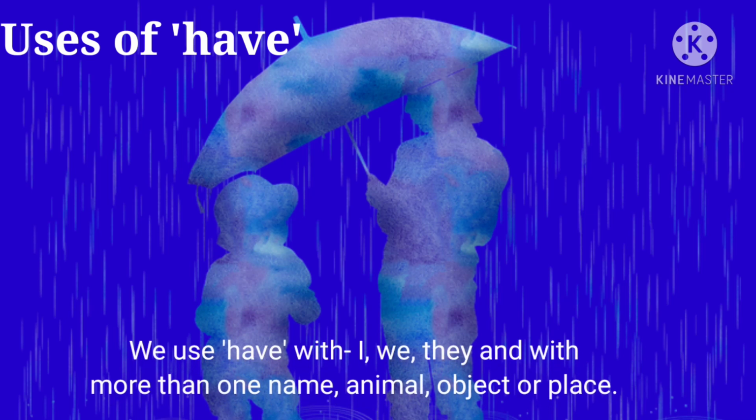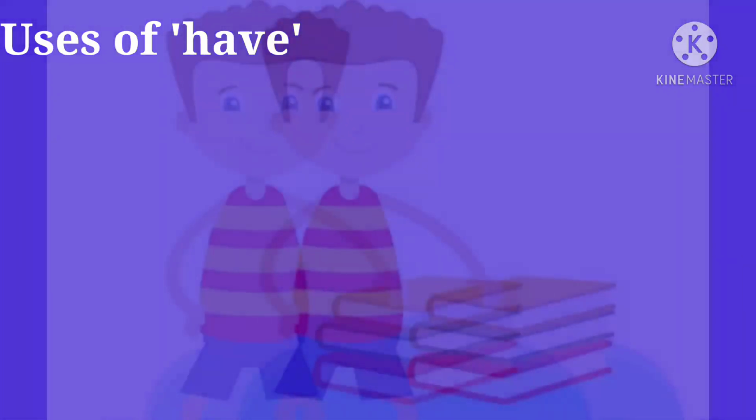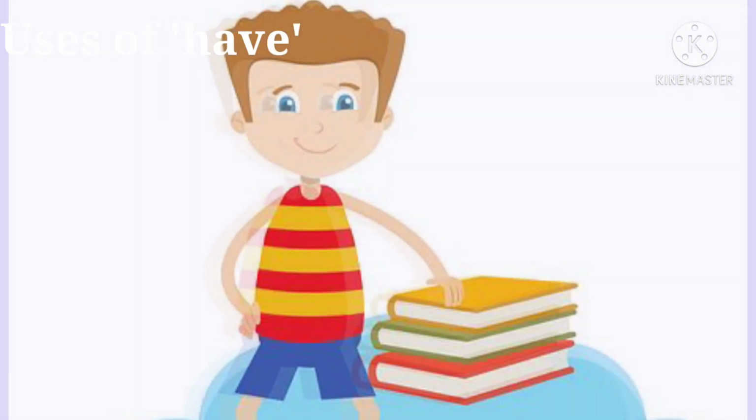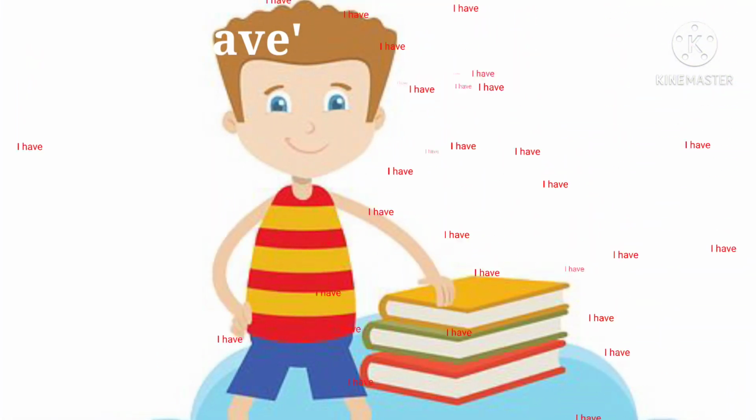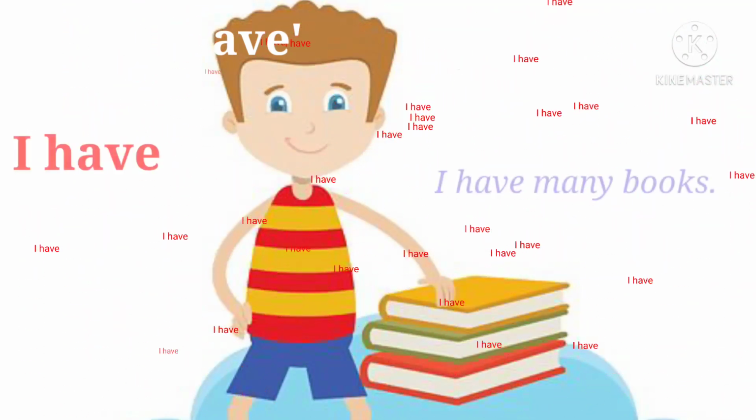Uses of have. We use have with I, we, they, and with more than one name, animal, object, or place. Suppose you have many books at your home. So you can tell to your friends that I have many books.